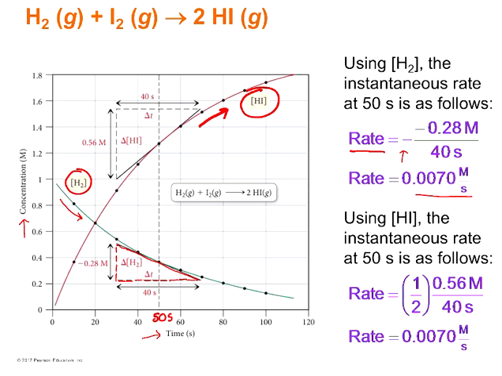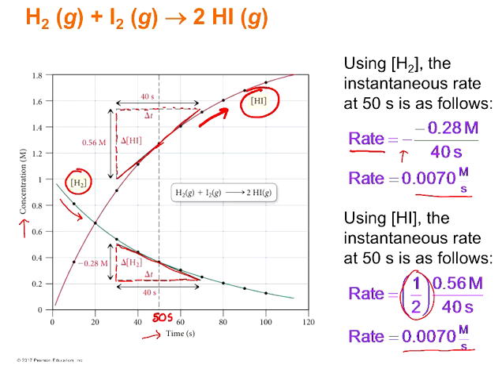And then we can do the same thing for the product. So the instantaneous rate would be, again, dependent on a tangent line. And then we're going to track what is the change in concentration versus the change in time. And we should get the same exact result, so 0.007 moles per liter per second. Now you might notice there's this 1/2 here. That's coming from the stoichiometry of the reaction, so we'll talk about that in a second.